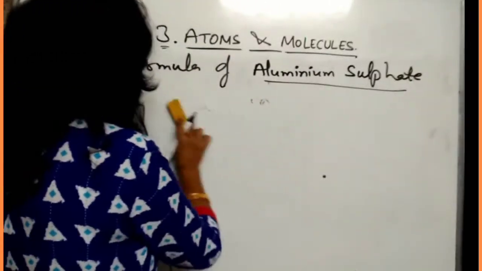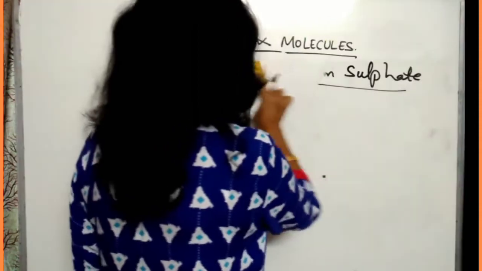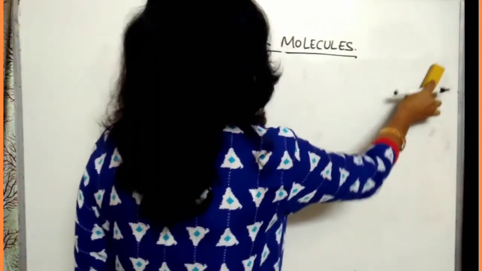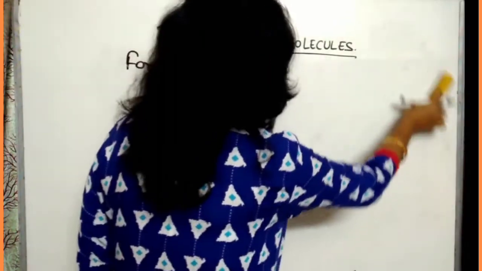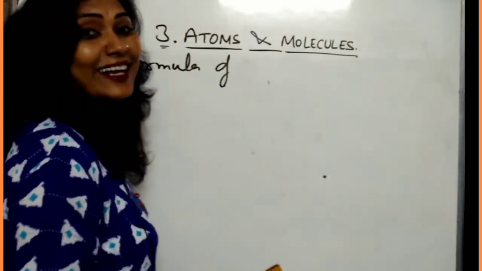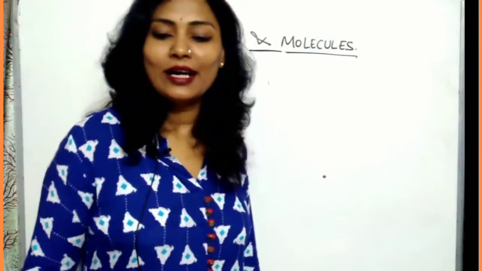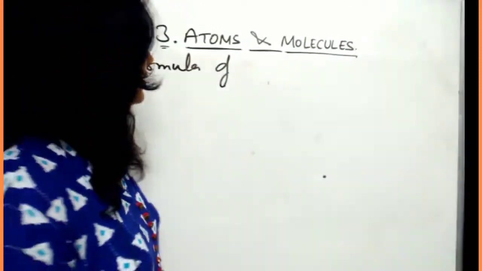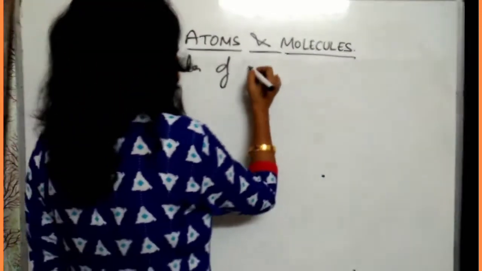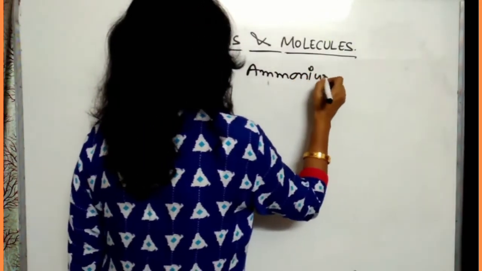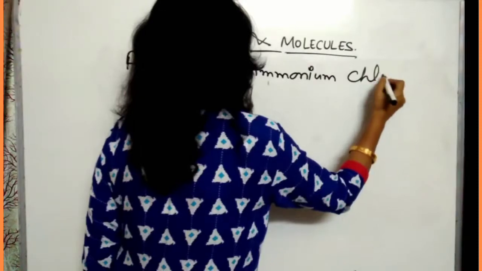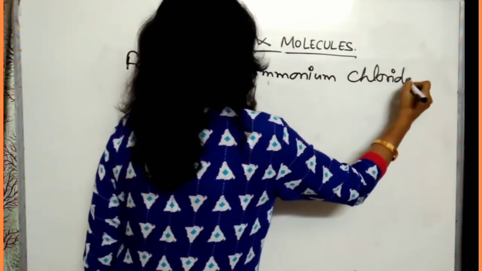We can take another formula, that of the ammonium ion. Actually, ammonium is a positive ion, and it is a polyatomic ion because it contains nitrogen and hydrogen. So we can take the formula of ammonium chloride.